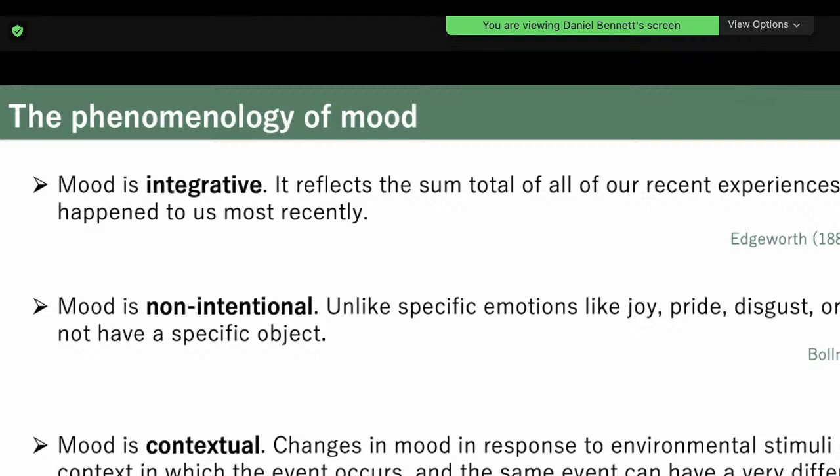That's a toy example, but a lot of what I'm doing in this project is exploring some of those contextual influences to see if we can map them onto concepts in reinforcement learning models.